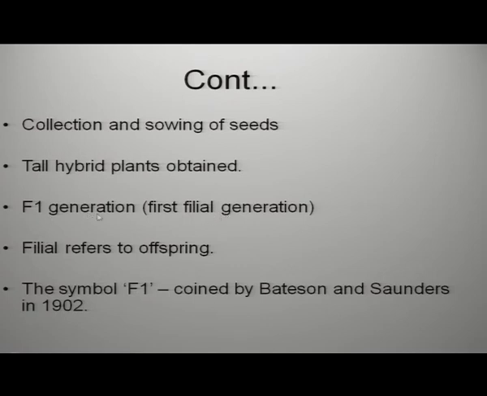Now, here it is written as F1 generation. 1 means first and F stands for filial. The first filial generation. Now, what is the meaning of the word filial? Filial refers to offsprings, progenies. So, the first hybrid progenies are produced by the crossing of the P generation. P generation means parental generation. The symbol F1, that is the first filial generation; the term was coined by Bateson and Saunders in the year 1902.